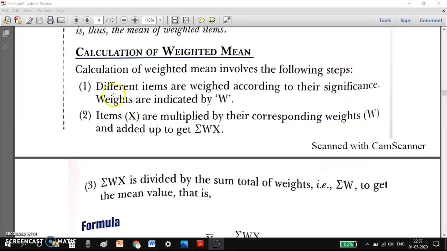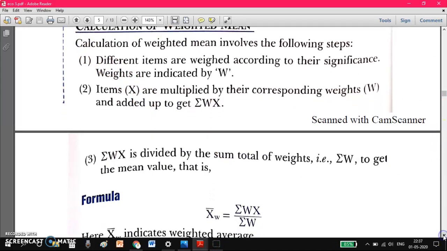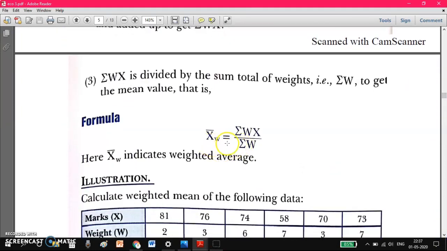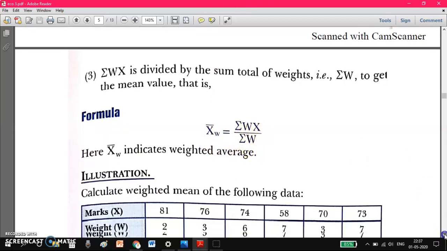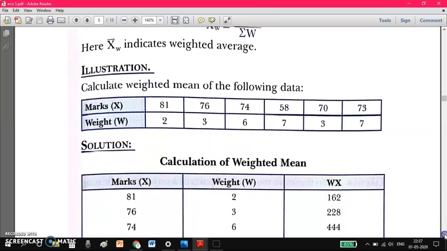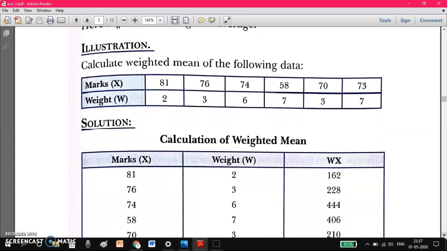This is the calculation of weighted mean. Fine, and it is a very easy sum. Here we are just using the direct method formula, that is weighted mean is equal to summation of wx divided by summation of w. So this is the question: calculate the weighted mean of the following data. X and W are already given.